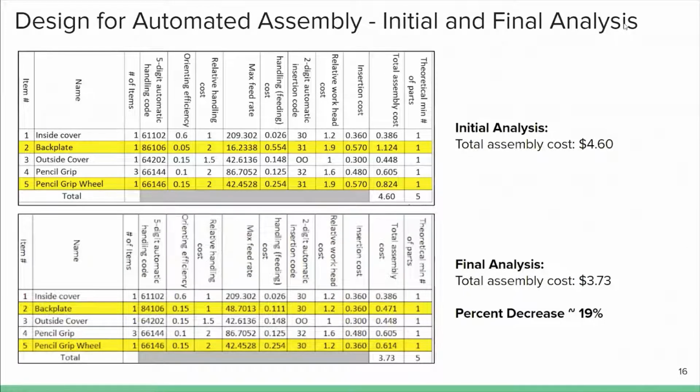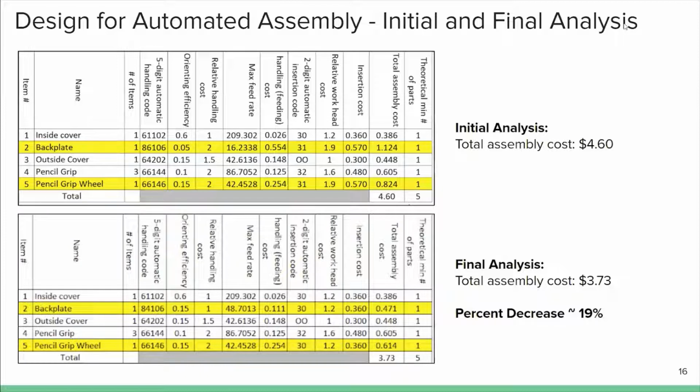Next, we redesigned the cover subassembly, which includes the inside cover, backplate, outside cover, pencil grip, and pencil grip wheel. We chose this subassembly to redesign for automated assembly because it was previously expensive but has crucial functionality. In our initial analysis, the backplate and pencil grip wheel were most expensive, with a total assembly cost of $4.60.